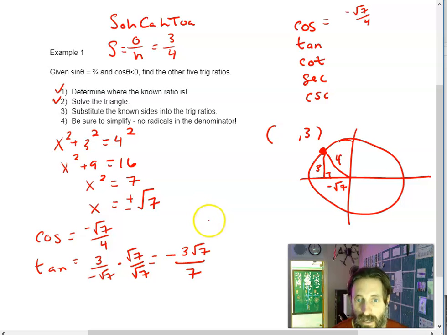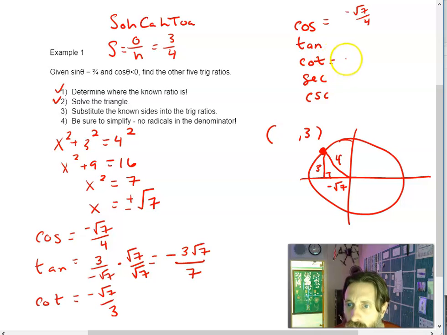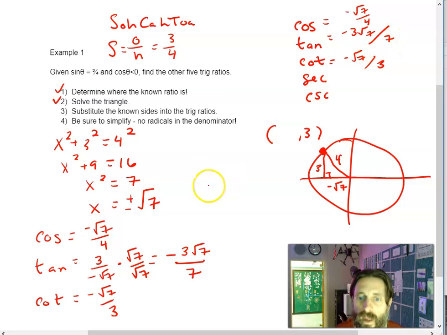The remaining ones, we've got cotangent. Well, cotangent is just the reciprocal of tangent, so that's negative square root of 7 over 3. That one looks pretty good. Negative square root of 7 over 3. This one is negative 3 square roots of 7 over 7.